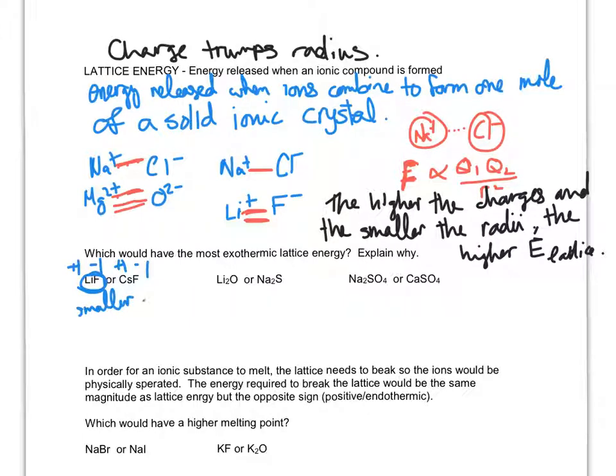Smaller radii, same charges. Let's look at the next one. We have Li2O and Na2S. So first, assign your charges. So +1 and -2 versus +1 and -2 again. So same charges. So then you look at the radii. And so Li2O is smaller in radius than Na2S.